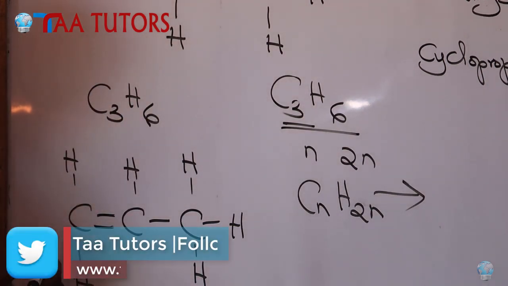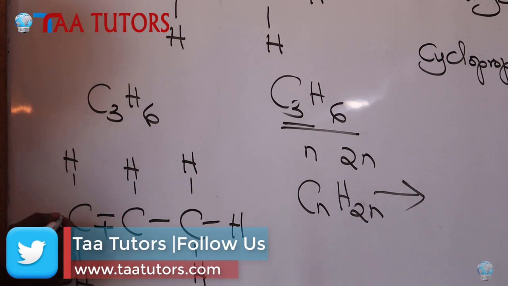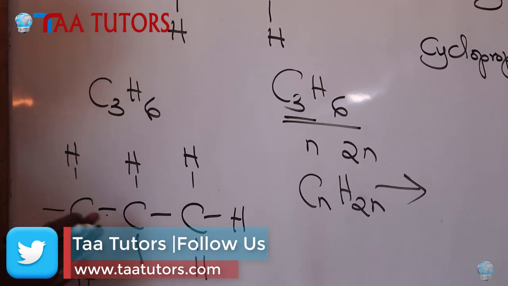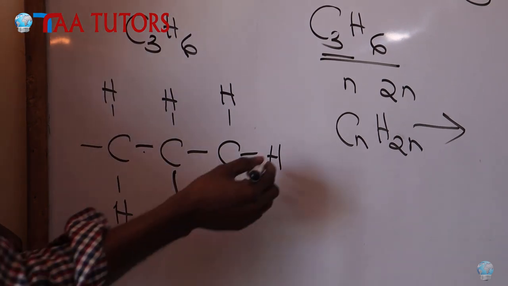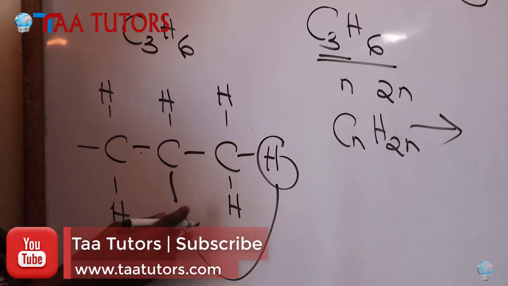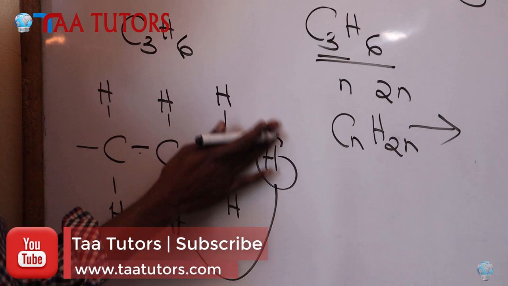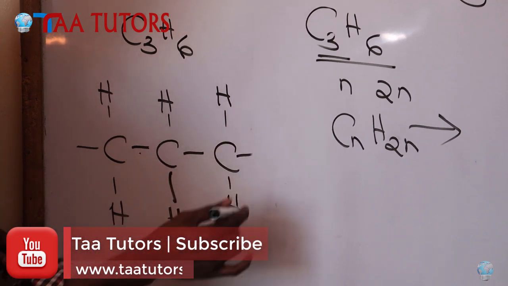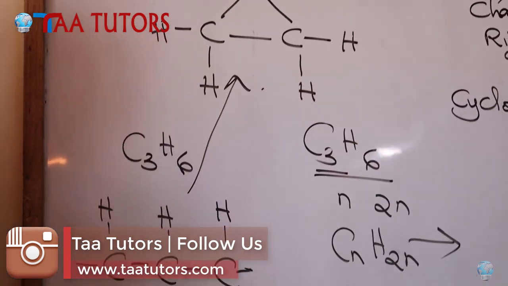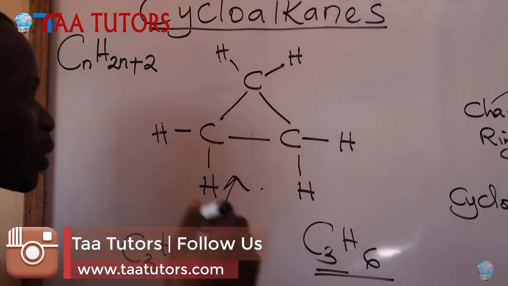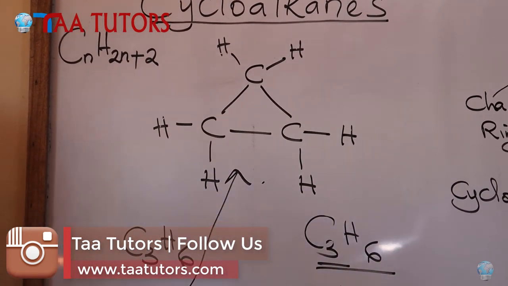Then how do we form cyclopropane from here? We break one bond, one hangs here, another one hangs here. Good. But we can't join this and this because it will not make sense. So we take this hydrogen here to take this position. Once that hydrogen is there, this bond hangs there. Once that bond hangs here, this one and this link together to form what we have there. That is what we call cycloalkanes. We can't form cycloethane, we can't form cyclomethane.